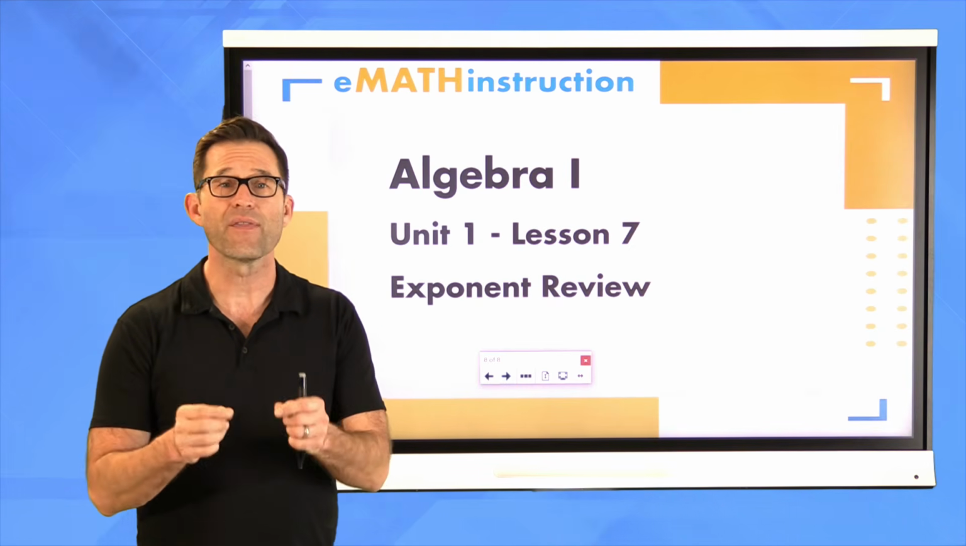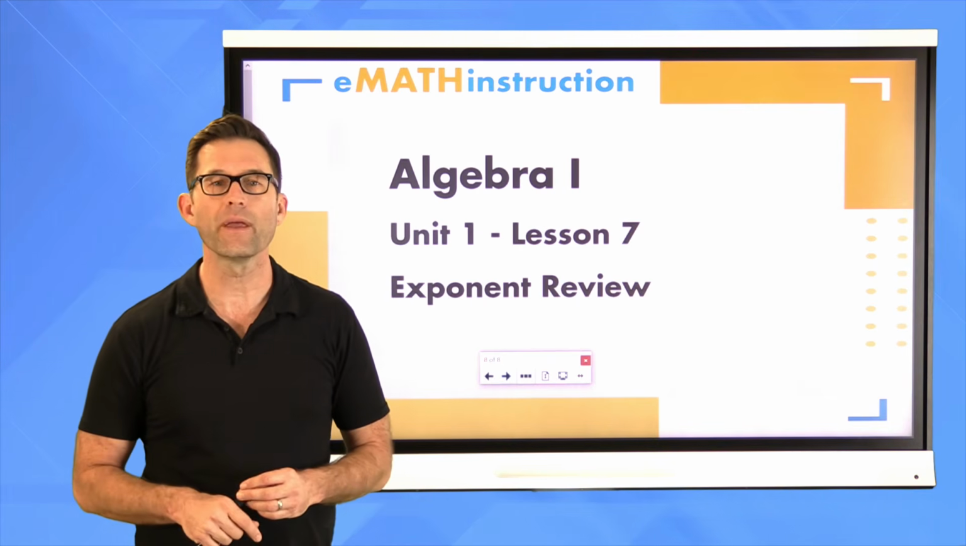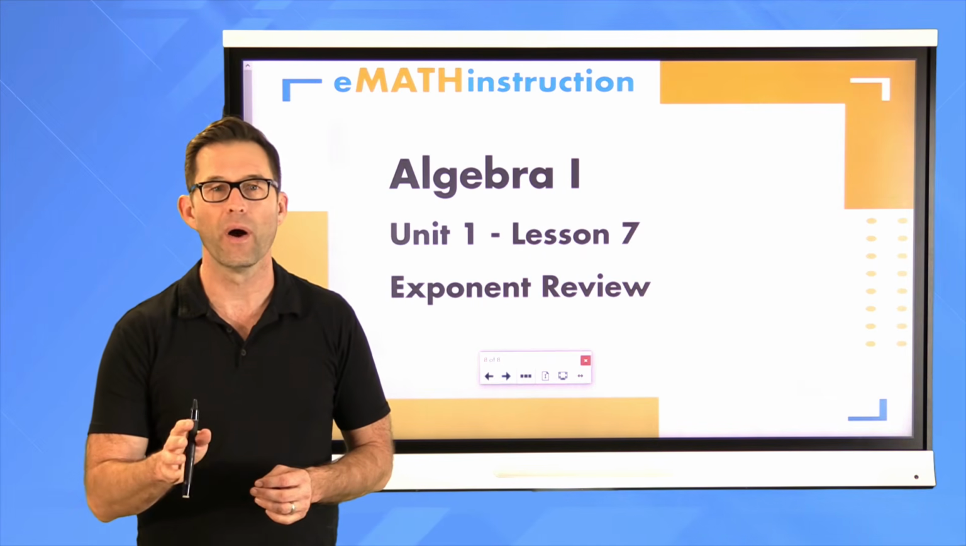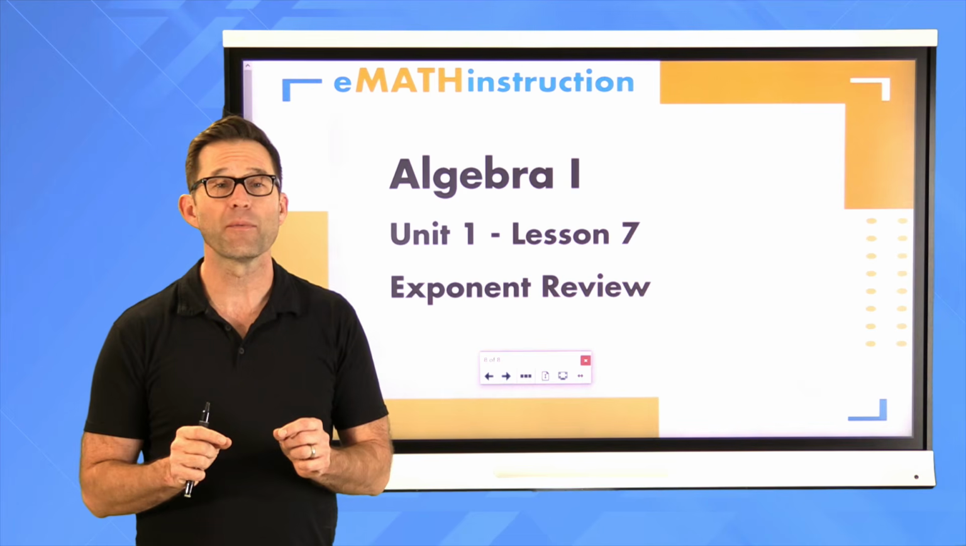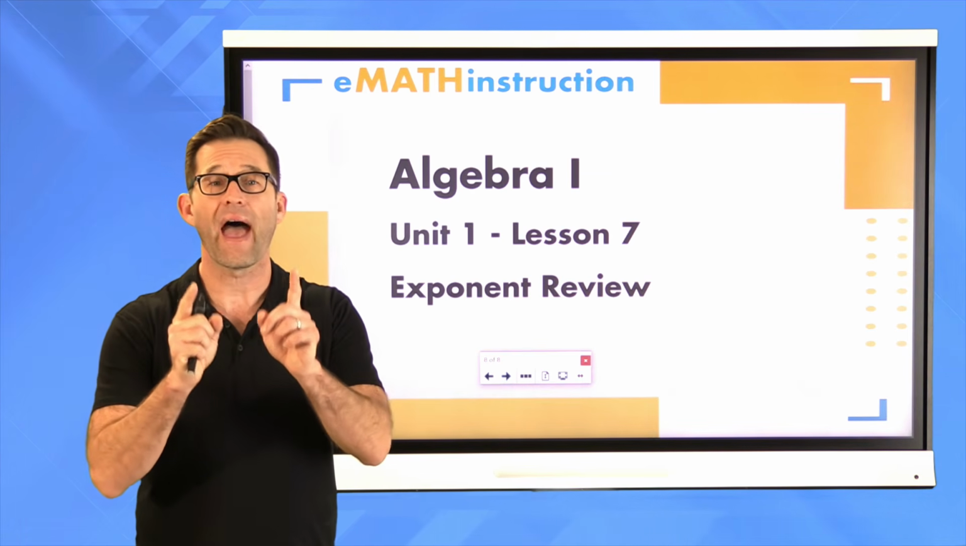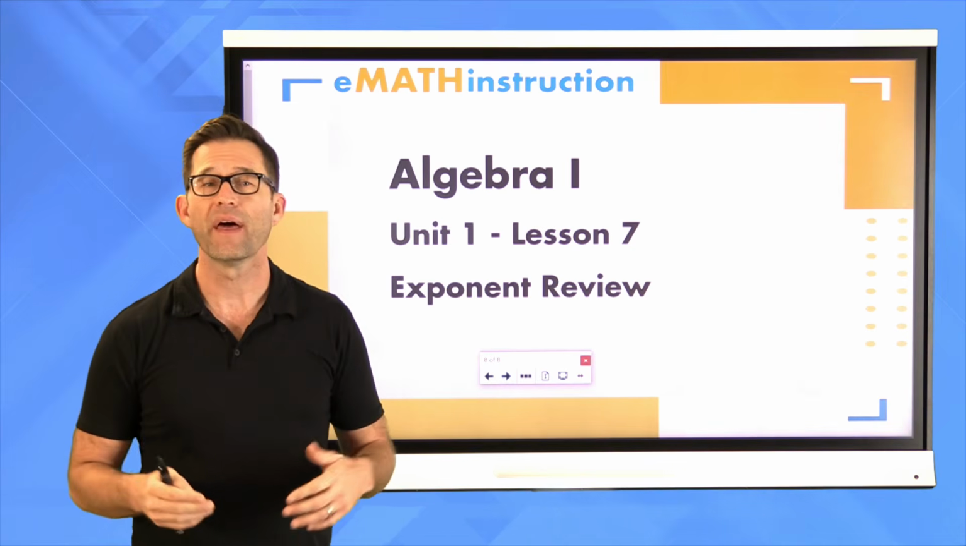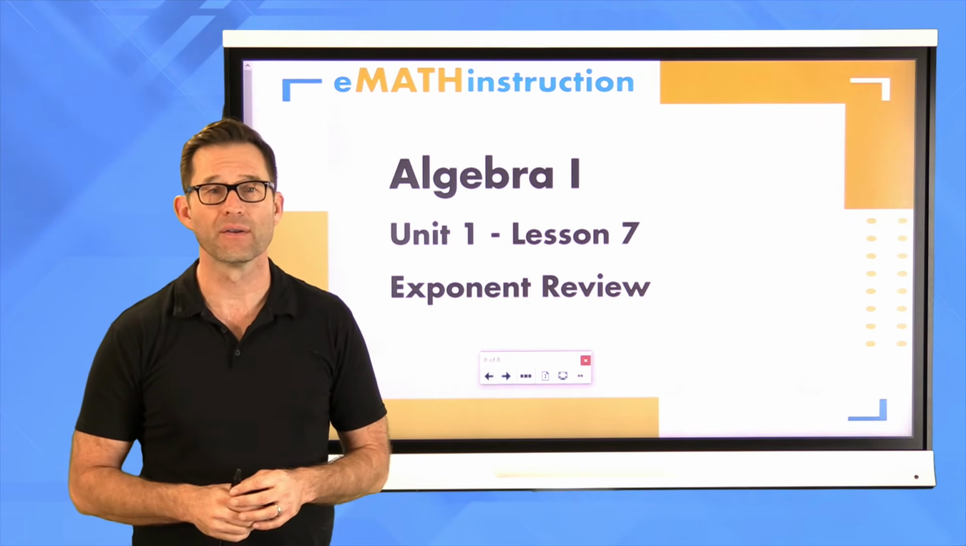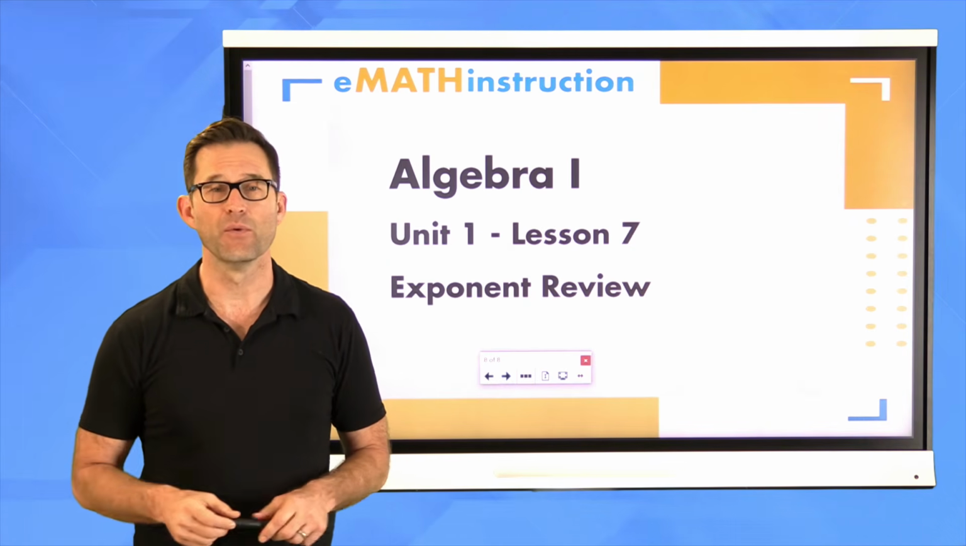Now, using that idea, we developed that very important exponent property number 1, i.e., when you multiply two quantities that have the same base, then you add their exponents together. That is a critical idea in algebra, and we're going to see it a lot as we move forward.